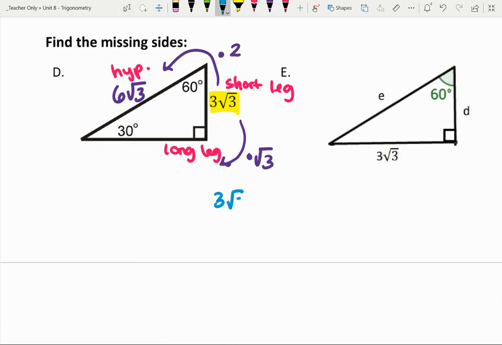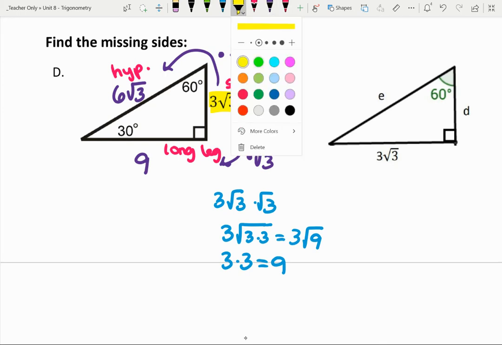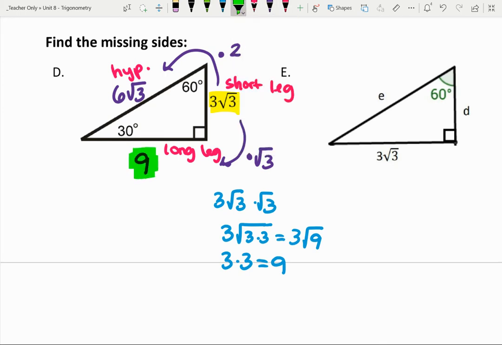So 3 root 3 times the square root of 3. If you remember from our work with radicals earlier in the year, this is like 3 times the square root of 3 times 3. And 3 times 3 is 9, so this is like 3 times the square root of 9. Well, 3 times the square root of 9, that's 3 times 3, which is 9. So there's just a little bit of extra calculation along the way to make this super precise. But now we've got the length of the long leg is 9, and we've got the length of the hypotenuse is 6 root 3, and that's all we need to do.